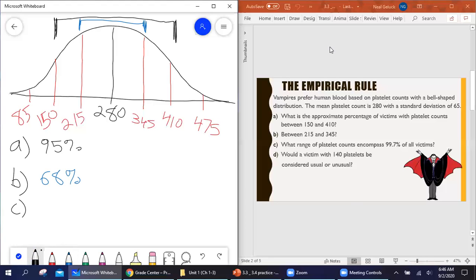For letter C, what range encompasses 99.7%? That's going out 3 standard deviations. So 3 standard deviations each way. That means that's going to be from 85 to 475.